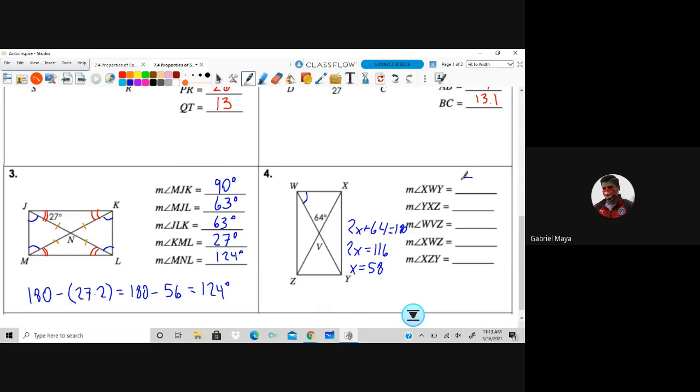That is correct. Why did you set it like this? Why did you say 2x plus 64 equals 180? Because of the previous chapters, how we did each triangle. Okay. But how did you know that this angle and this angle were congruent? Because it's an isosceles triangle, right? Okay, very good. So you are correct. I just wanted to make sure that you were saying it.